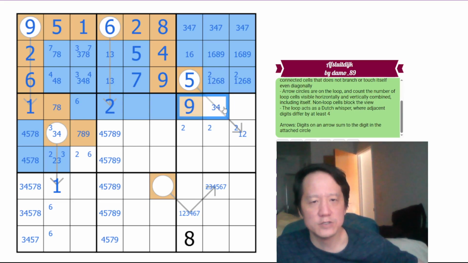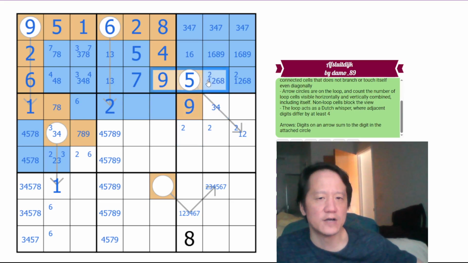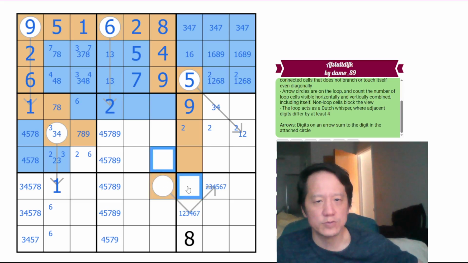The loop can continue this way or this way. We don't know. It has to see 5. So it sees 1, 2, 3, 4, 5. So that continues there. This has to connect to this cell on the loop. So it's one of those two. So none of these are on the loop.